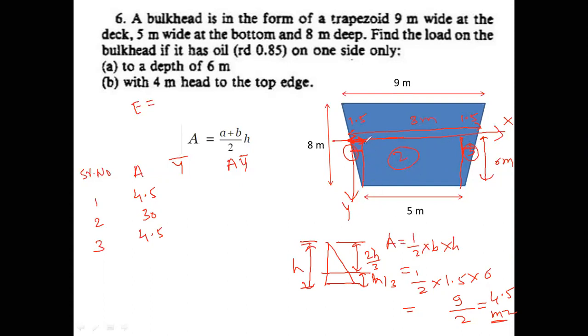So what is that, it will be H by 3. So how much is the H? Total H is a 6 meter. So H by 3 will be 6 by 3. It will be a 2 meter. So this will be also 2 meter. This will be also 2 meter. Now for the rectangle, the centroid will be at the half of the depth. The total depth is 6 meter. The centroid of the rectangle is at the 3 meter from the free surface.